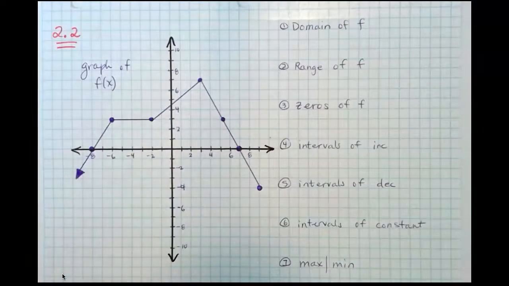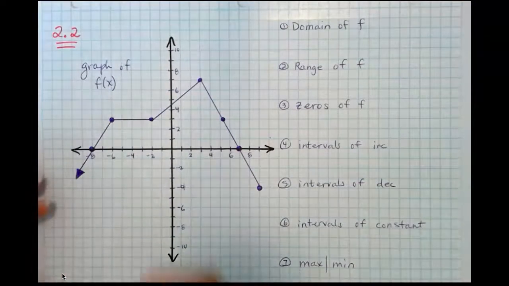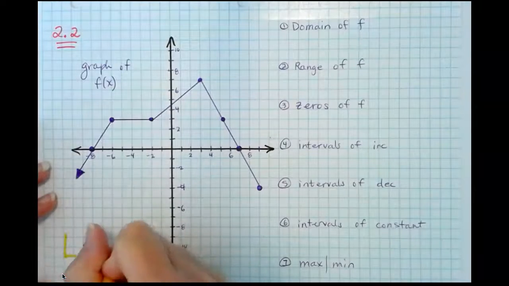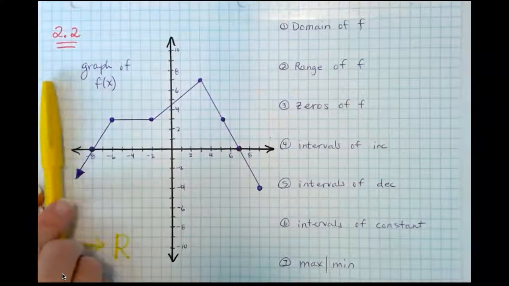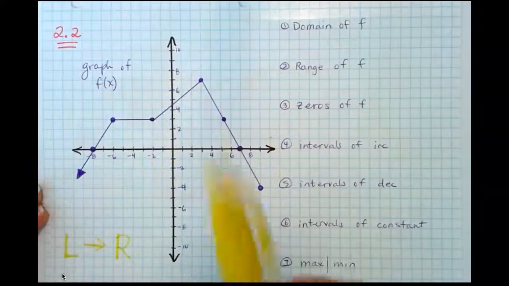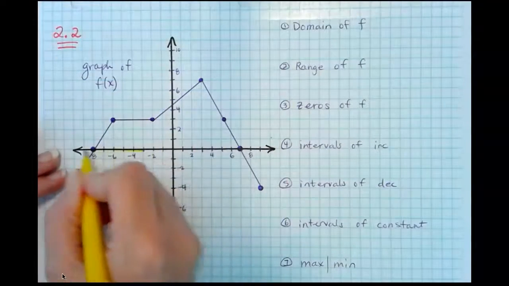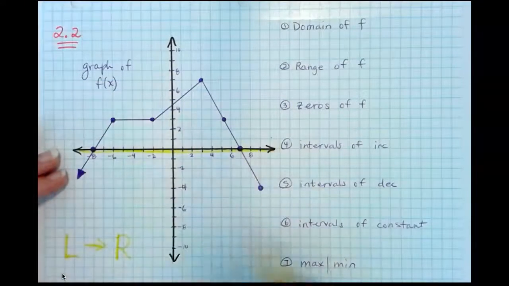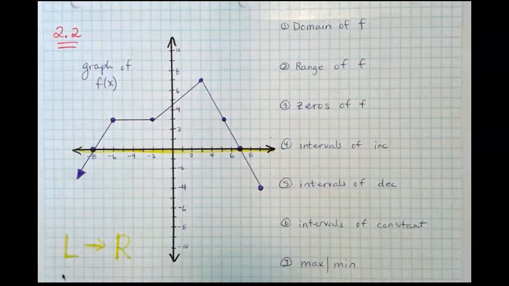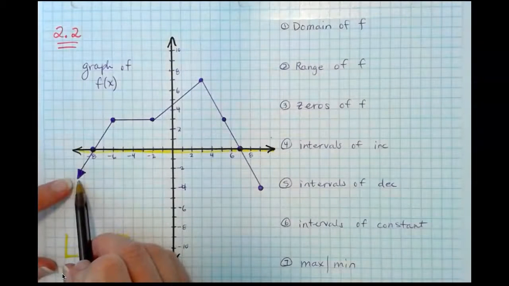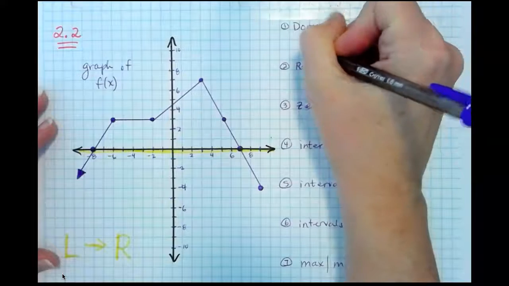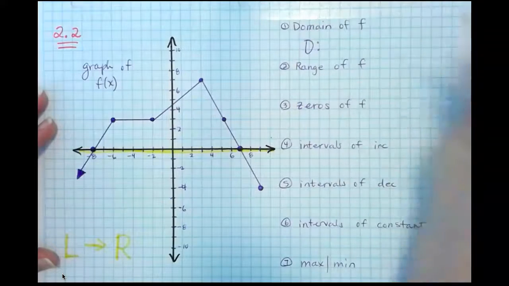So the first thing you need to keep in mind is that domain is read from the left to the right. So as we go through this function from the left to the right, also keeping in mind that domain has everything to do with the x-axis and the x input values. So if we're after the domain here, we see that this graph is going to the left forever. So we're going to do our domain and range. We're going to do them in interval notation.